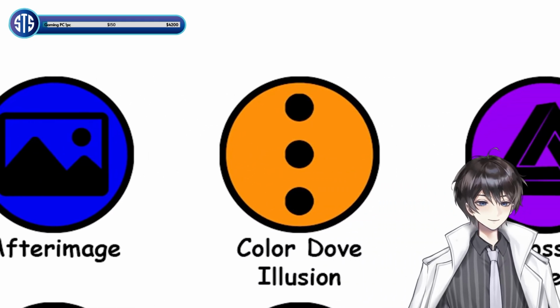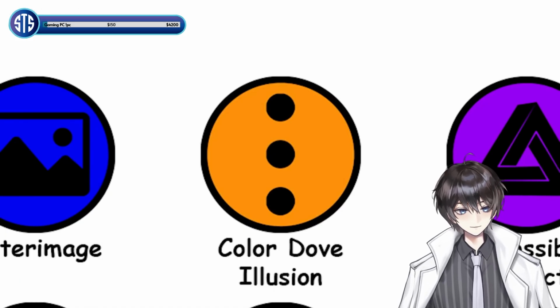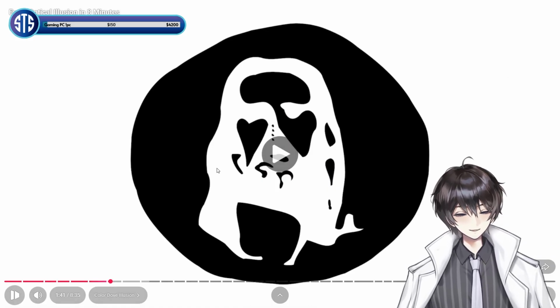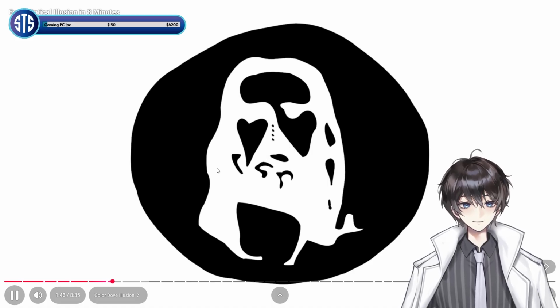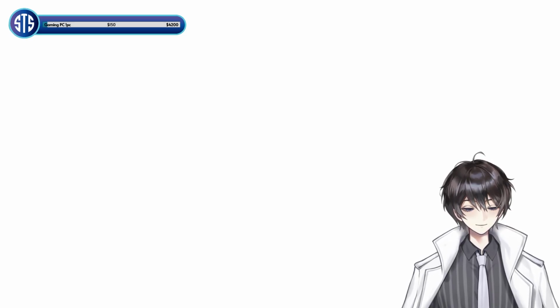Color dove illusion. You guys see that? Oh my god, that's actually a very good optical illusion. Stare at the four dots in the center of this image. This illusion uses the same mechanism as the afterimage illusion, but it uses it to create existing things, faces, etc. You should be seeing a picture of Jesus right now.